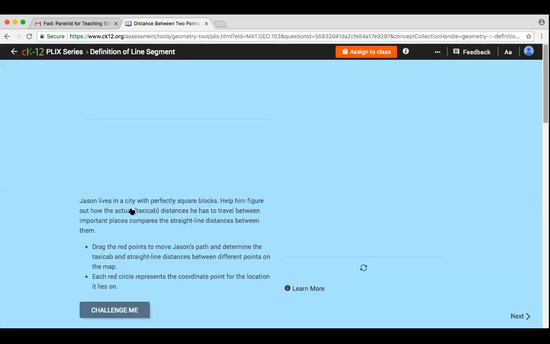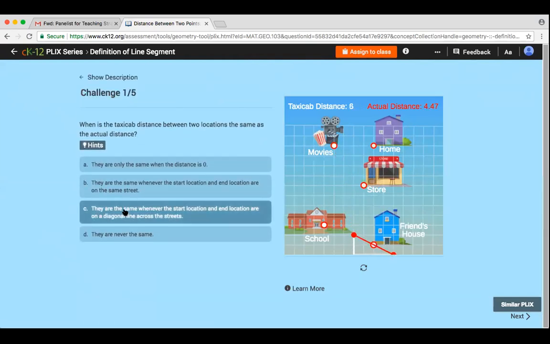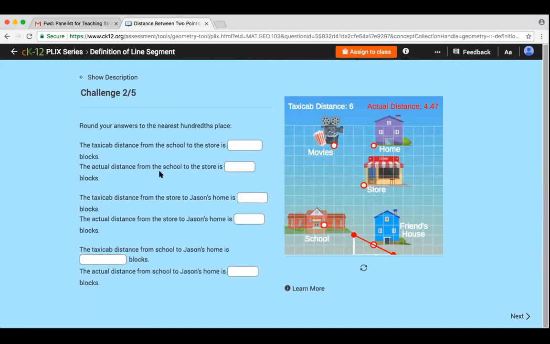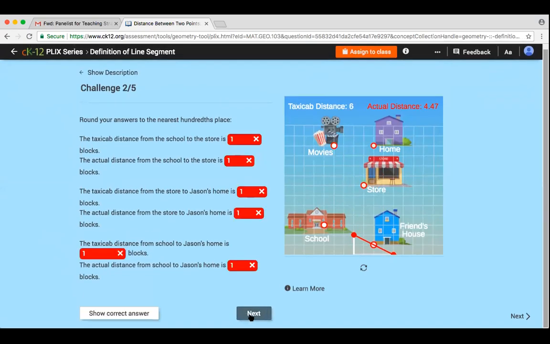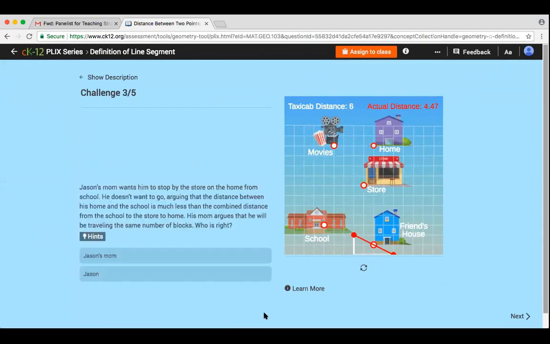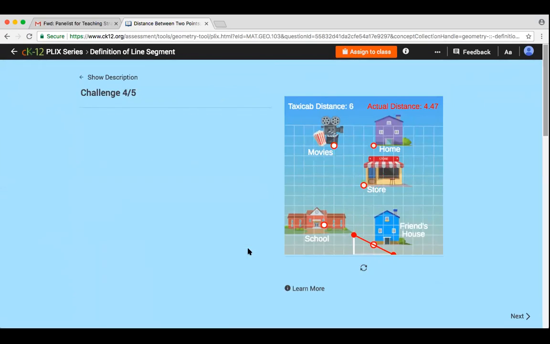If you've used Plix before, you'll notice we've really upped the game with some beautiful graphics that go along with them. This one is talking about different line segment lengths and distance. When we're done with the Plix, we go and answer the questions. Oh, I'm not going to get this one right because I don't want to read all that. But you can see this is a fill in the blank one, and I didn't get too many of those right. Sorry about that. And here's a true false question that I happen to get right.